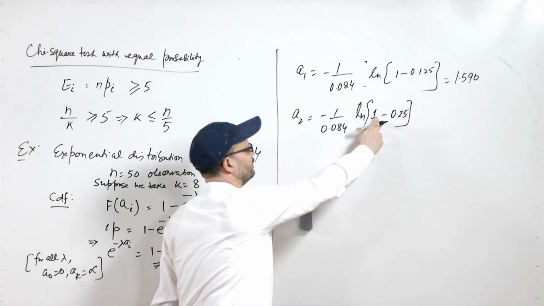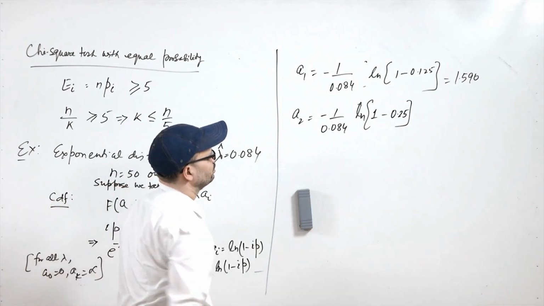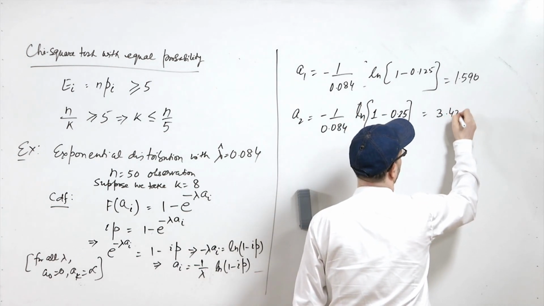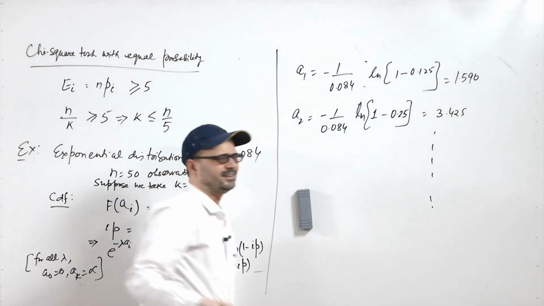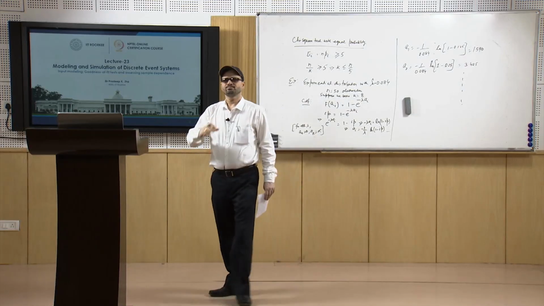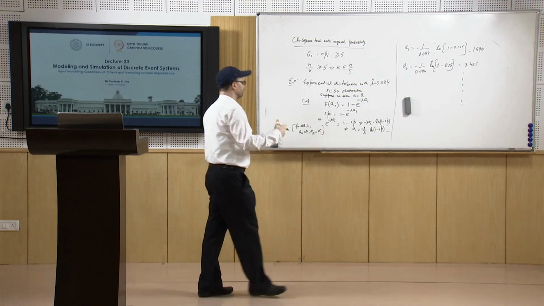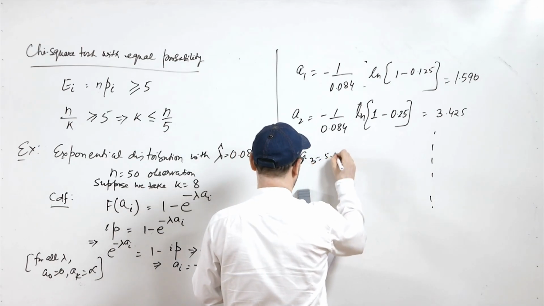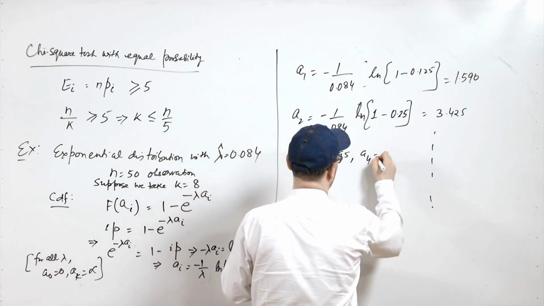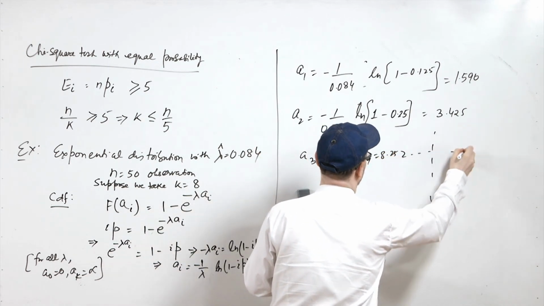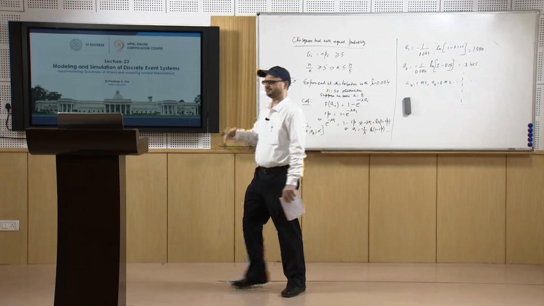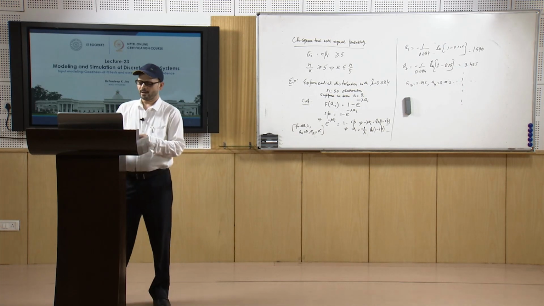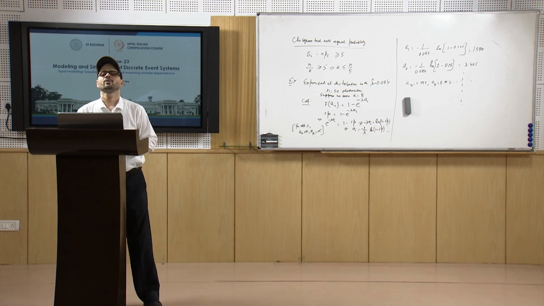So ln of 0.75, and then you do that. This way you get the value as 3.425. So this way you get the different ranges A1, A2, A3. If you compute further, you get A3 as 5.595, A4 as 8.252, and so on. So for such a typical problem, we can calculate the A1, A2, A3 like that.